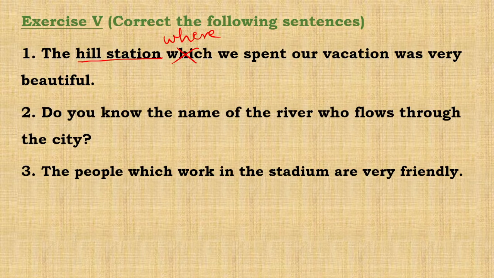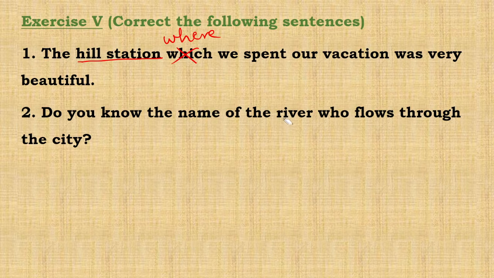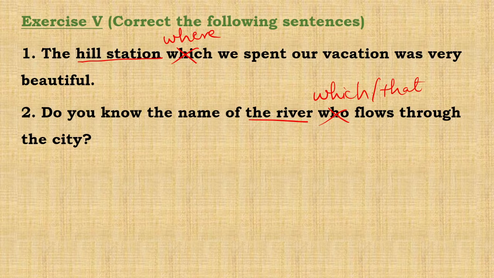Next, do you know the name of the river? We are speaking about the river. Who flows? River is non-living, right? We cannot use who. Tell me which relative pronoun can be used. River which flows, or river that flows. We can use any of these combinations, because we are particularizing this sentence. Particularity in the sense what? Which is a general reference. So you can use which or that.